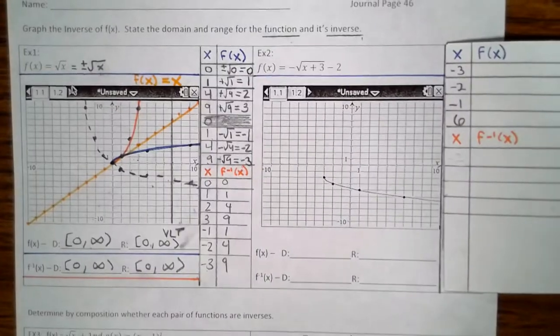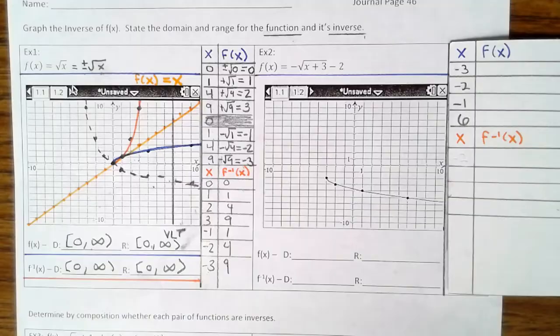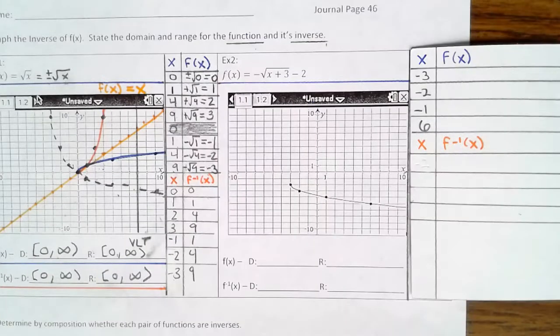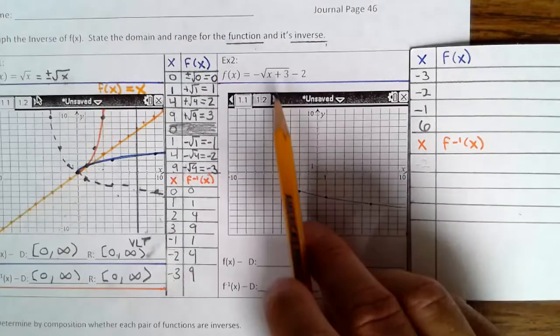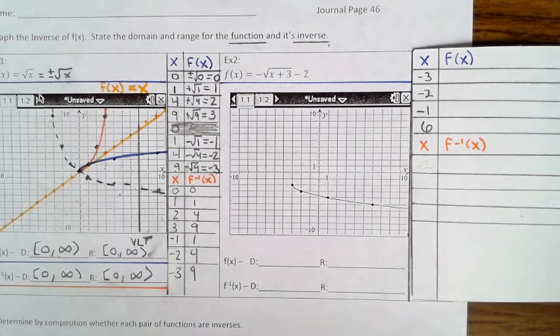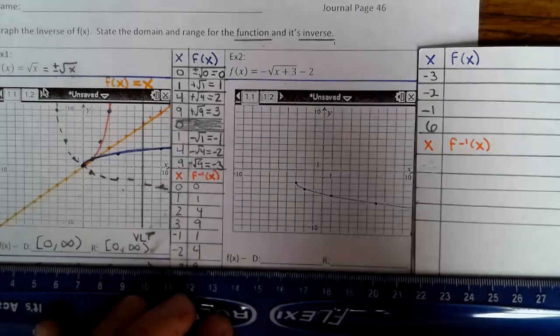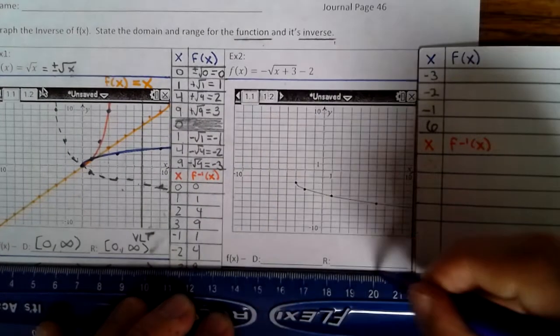All right, now let's take a look at example 2. Again, I'm going to do f of x in blue and the inverse in orange. And before I forget, let's go ahead and set the domain of the inverse in blue, and the range in orange.